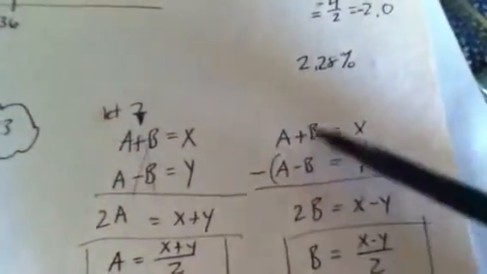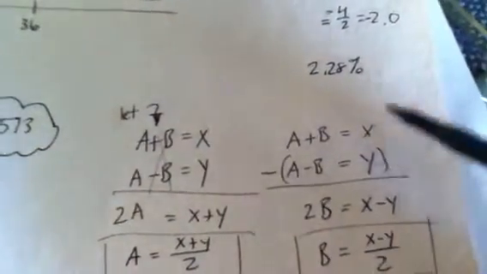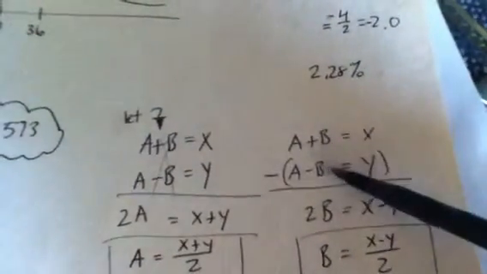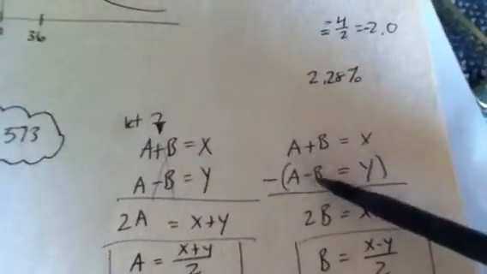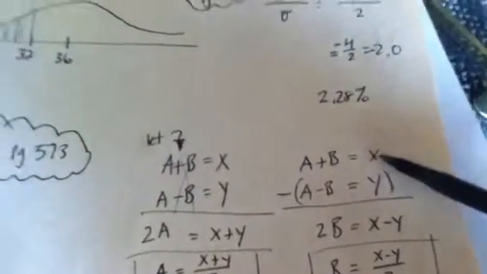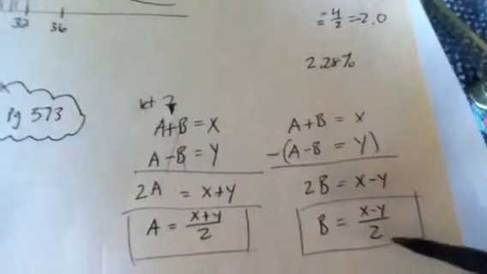Over here, we also want to solve it for b. So if you just subtract the bottom equation from the top equation, then the a's will cancel out. Distribute that negative, and you'll have 2b equals x minus y, and then you end up with b equals x minus y over 2.